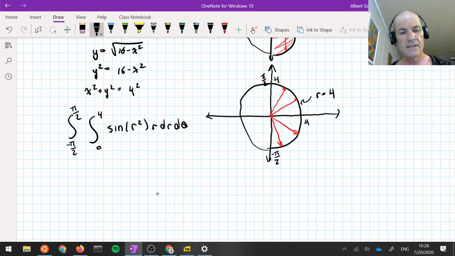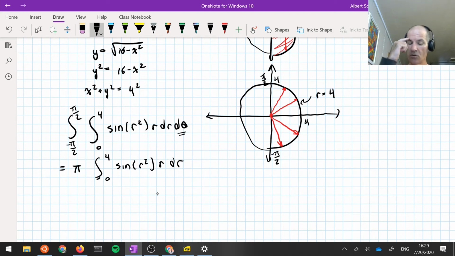All right, so this is a separable integral. The theta and the r integrals can be separated out, and in fact I can just do the theta integration right away. If I integrate this thing with respect to theta and go from minus pi over 2 to pi over 2, I'm going to introduce a factor of pi, and what's left behind is the integral from 0 to 4 of sine r squared r dr. I want you to get used to doing these kinds of shortcuts. They can save you a lot of time.